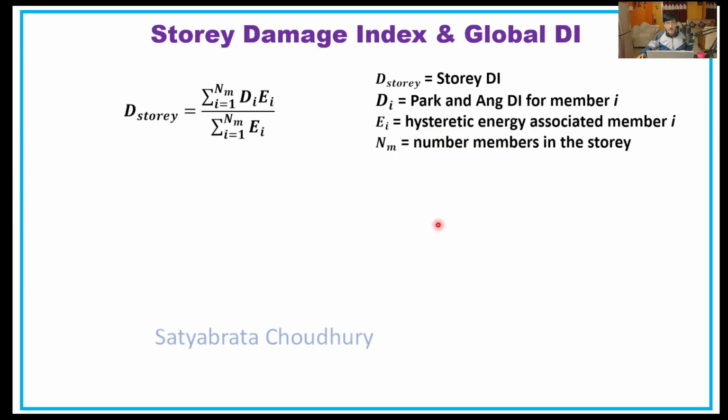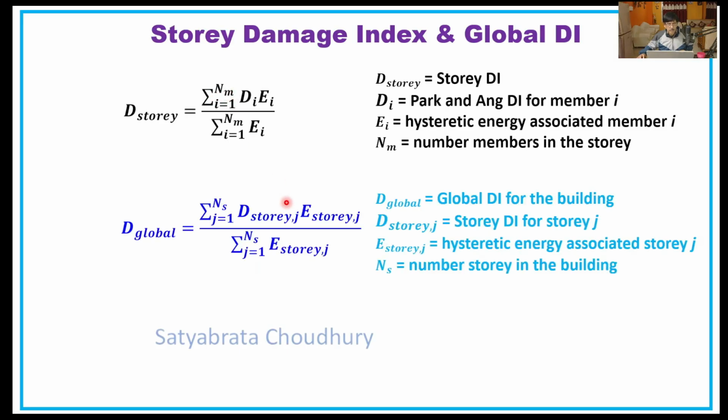Now story damage index and global damage index are two parameters. Story damage index is the summation of the damage index of a member multiplied by its corresponding energy, divided by the summation of the energy of all members. This gives you the story damage index. Nm is the number of members in a particular story. Similarly, global damage index is equal to the summation of the damage index of a story multiplied by the energy of the story, divided by the summation of the energy of the stories, and it varies from j equal to 1 to the number of stories ns. So this gives the global damage index for the entire building.